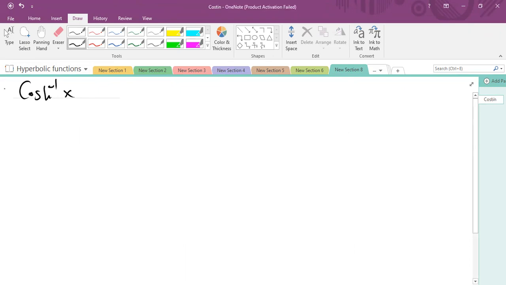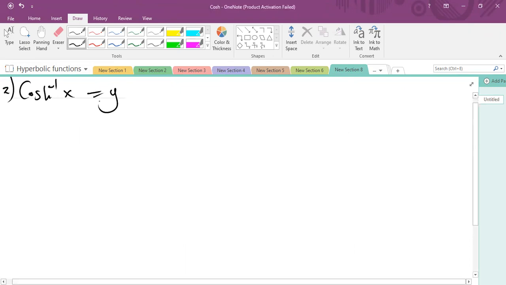Let this, so this is our number 2, let this be equal to some y. So bringing cos to the other side of the equation, we'll have x is equal to cos y. Then write this in its exponential form. So the procedure is more or less the same.